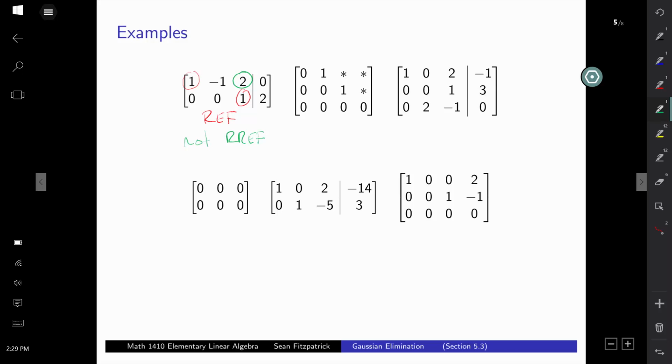What about the second one? Well, let's see. There's a row of zeros. It's at the bottom. Does every non-zero row begin with the leading 1? Yep, here. Okay. Notice the first column is all zeros. That could happen. You might think, how could that possibly happen? We'll run into situations later on where this does happen, right?